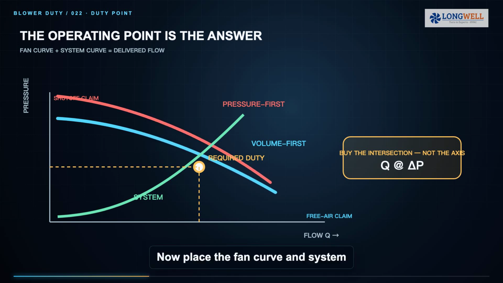Now place the fan curve and system curve on the same graph. The fan curve usually falls as flow increases. The system curve rises. Their intersection is the operating point. A high-volume candidate may have the farther right curve, while a high-pressure candidate may hold its curve higher. But the project does not buy the end of either axis. It buys one intersection, required flow at required pressure.